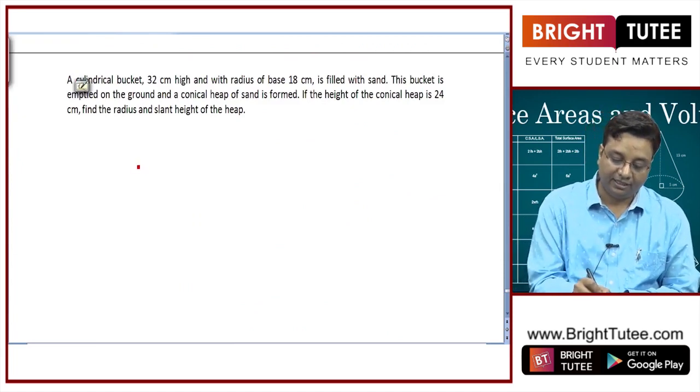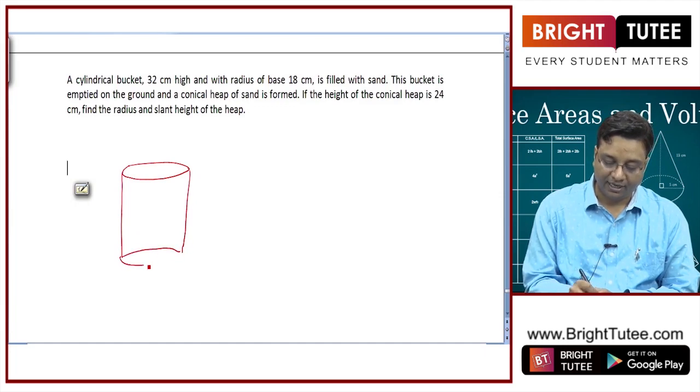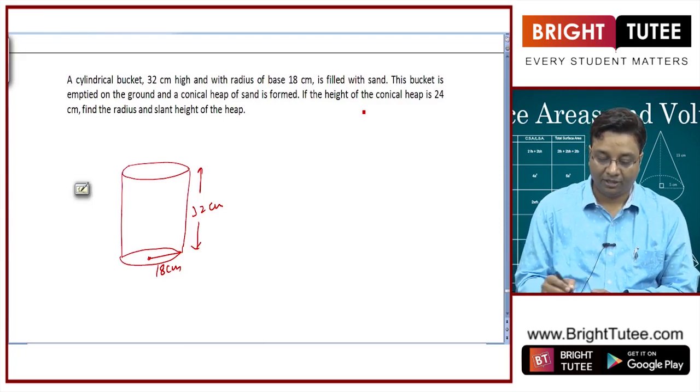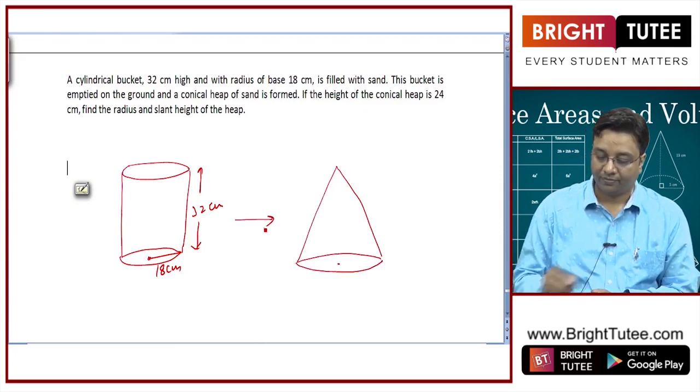Okay, there is a cylindrical bucket and the dimensions are: height is given as 32 centimeter, radius of the base is 18 centimeter. It is filled with sand. The bucket is emptied on the ground and a conical heap of sand is formed. So a conical heap of sand is formed, right, by emptying this bucket.